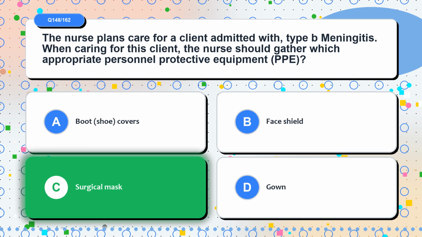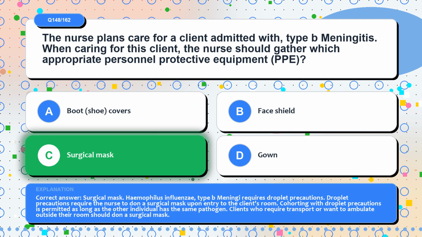The correct answer is option C, surgical mask. Haemophilus influenzae type B meningitis requires droplet precautions. Droplet precautions require the nurse to don a surgical mask upon entry to the client's room.